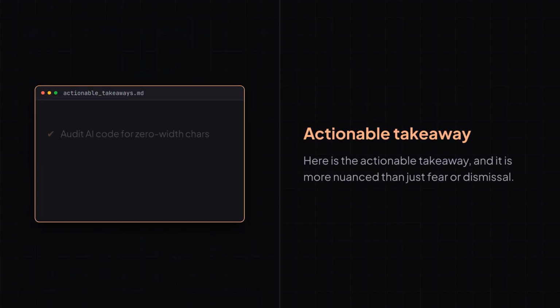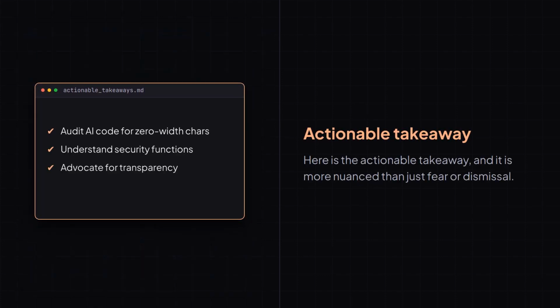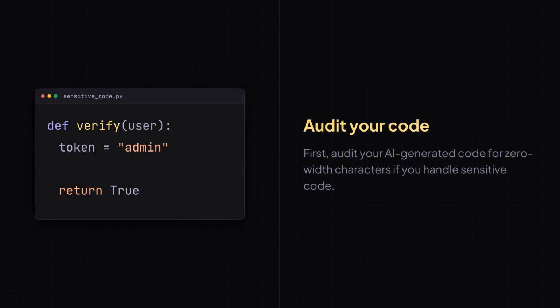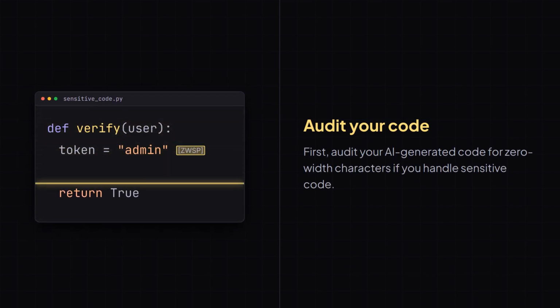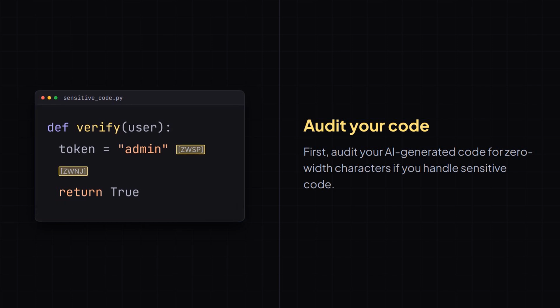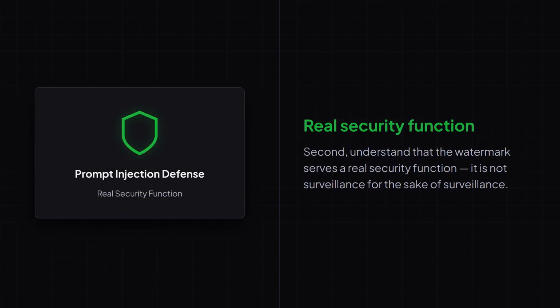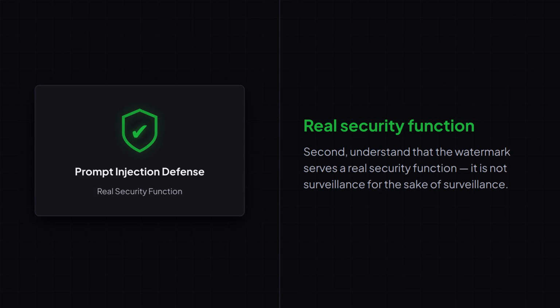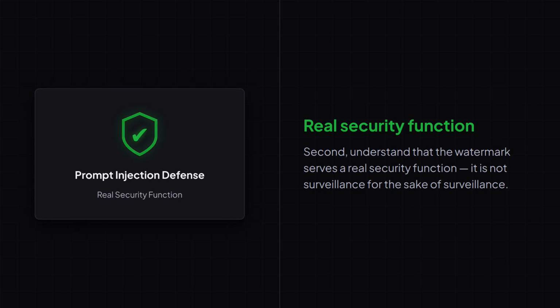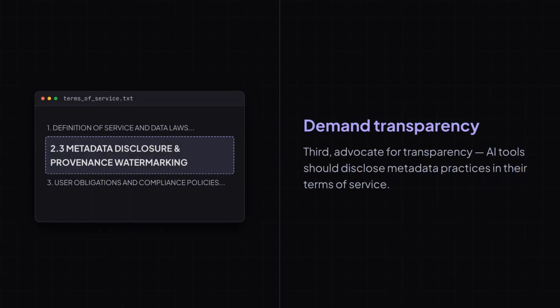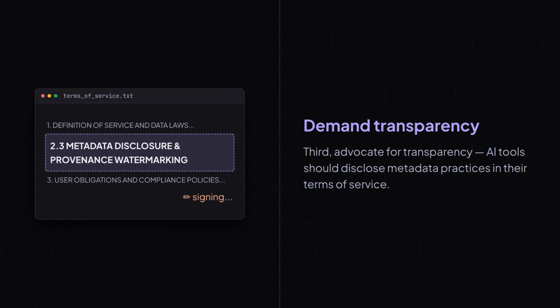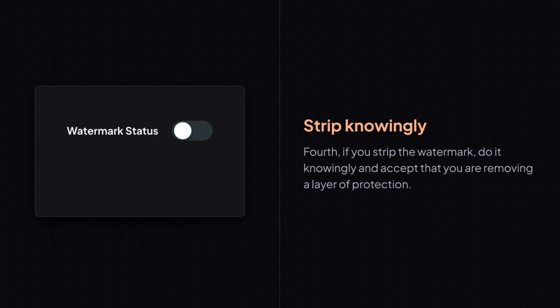Here is the actionable takeaway, and it is more nuanced than just fear or dismissal. First, audit your AI-generated code for zero-width characters if you handle sensitive code. Second, understand that the watermark serves a real security function. It is not surveillance for the sake of surveillance. Third, advocate for transparency. AI tools should disclose metadata practices in their terms of service. Fourth, if you strip the watermark, do it knowingly and accept that you are removing a layer of protection.